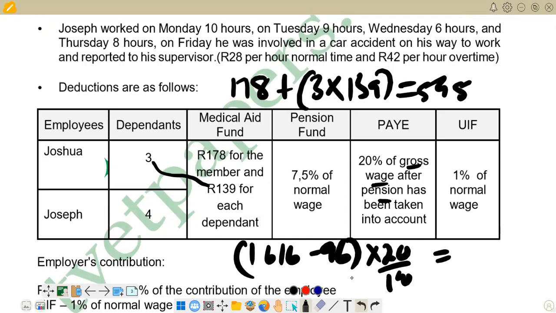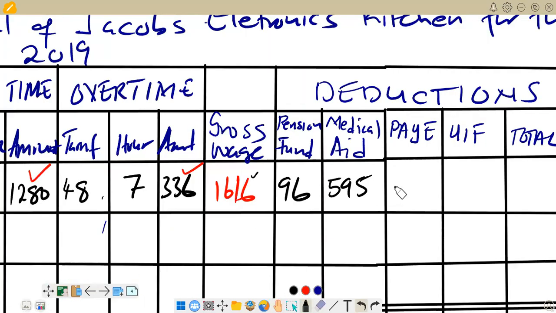So if you multiply it correctly, you are going to get your 152. That is your pay as you earn. So we can just go and put that one, 152. Then our UIF again, we go and check what we have in terms of UIF.